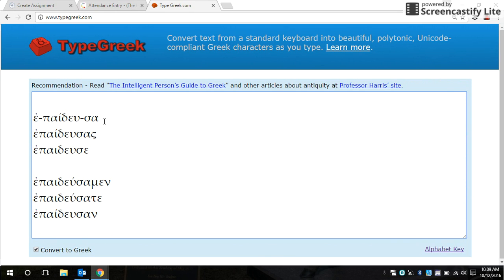So the translation is simply: I educated, you educated, he, she, or it educated, we educated, y'all educated, they educated. Our first aorist endings would be sa, sas, se, samen, sate, san. You can see remnants of our endings there, the s, the e, men, te, and then n. But this is the first time we'll be dealing with new verb endings, whereas before it was just o, eis, ei, omen, ete, ousi. Now you have sa, sas, se, samen, sate, san that you've got to look out for.